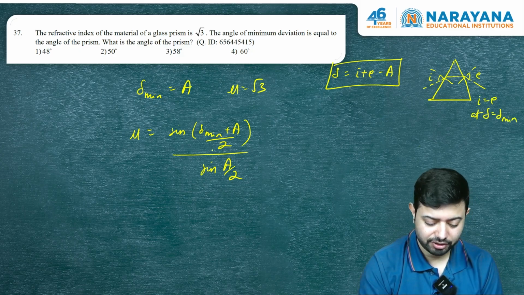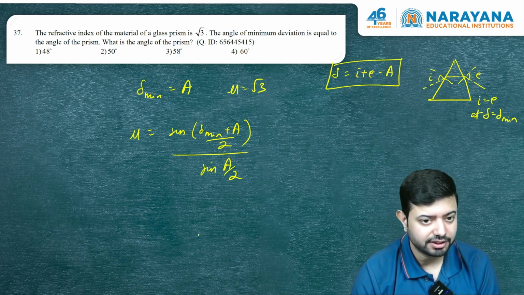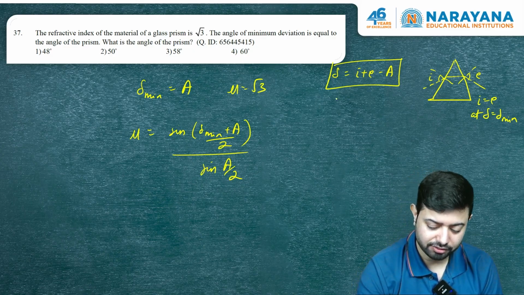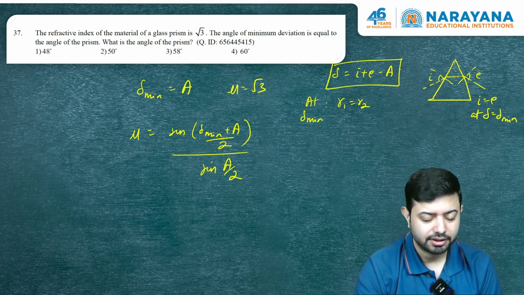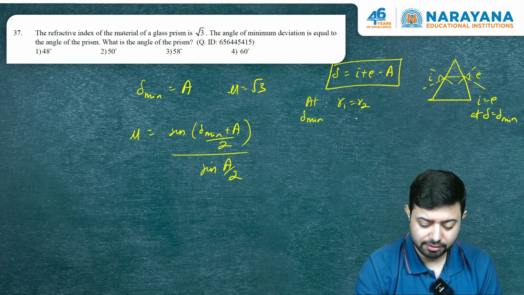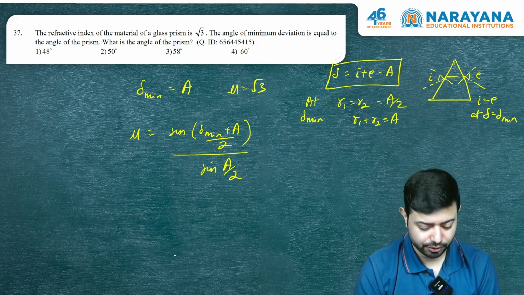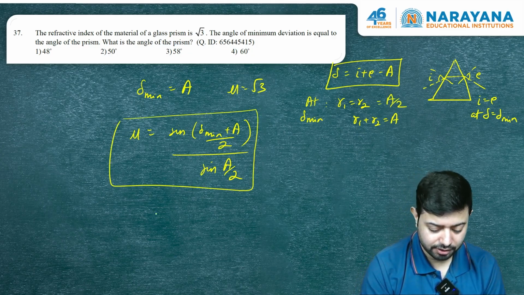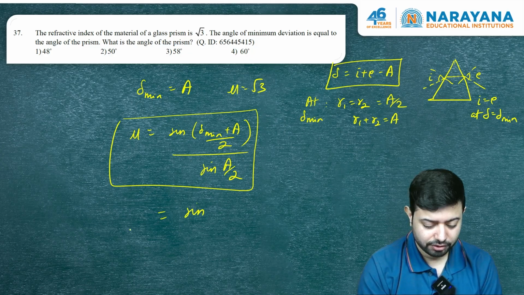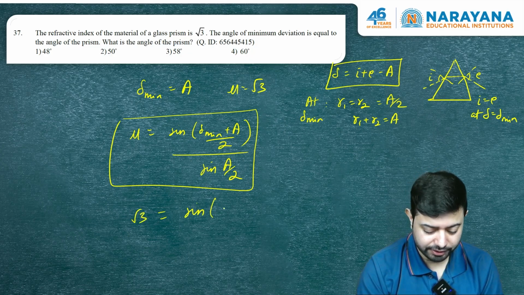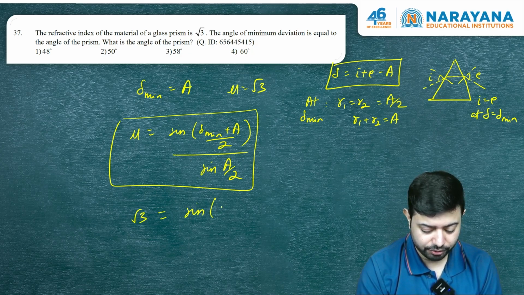So, in that case you can write your i in terms of minimum deviation and A, and r1 simultaneously will also become equal to r2, and by geometry r1 plus r2 is A. So, r1 equal to r2 will become A by 2. So, this is the refractive index formula. I think you just need to put down the value. Mu is how much? √3. Sin of minimum deviation is A plus A, 2A. So, it will be sin 2A divided by sin of A by 2.